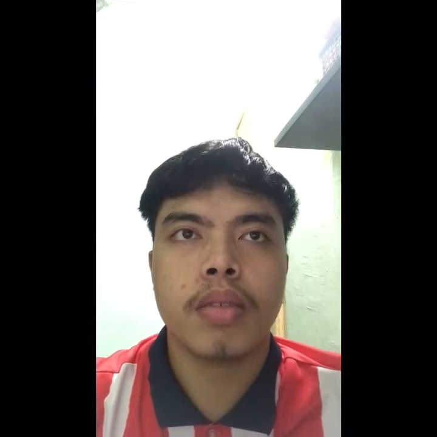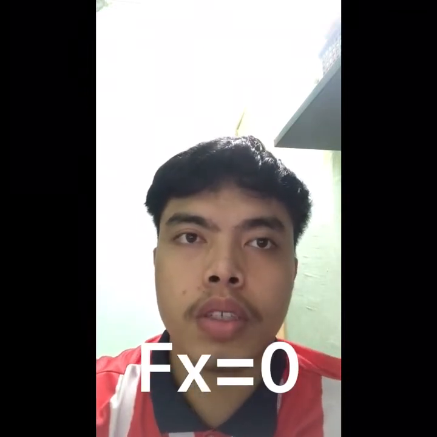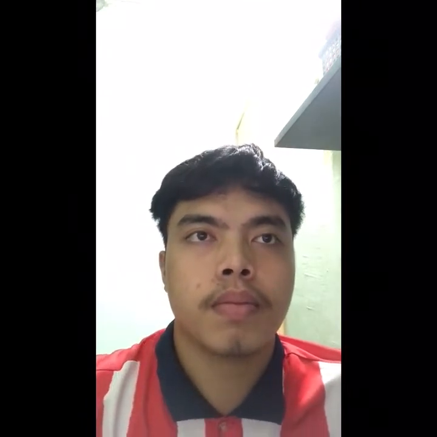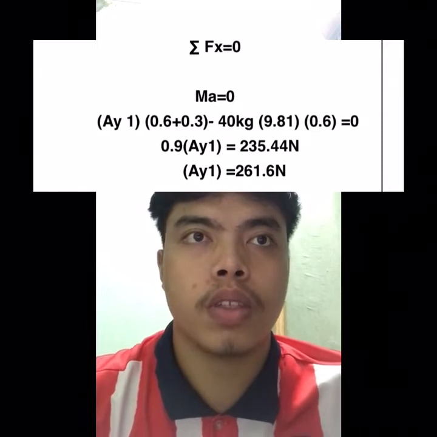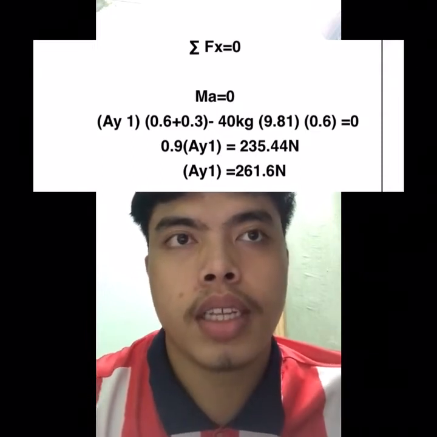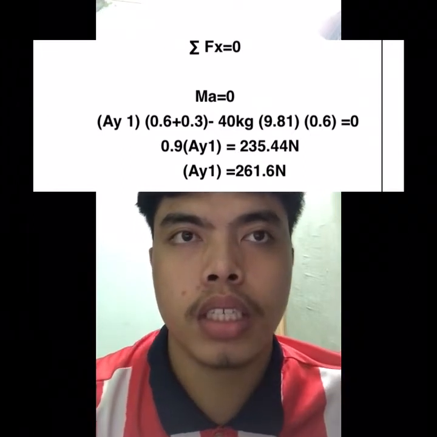For the rigid body equilibrium, we do the summation of forces equals 0. AY1 is for the front tire, AY2 for the rear tire. BX is the force the man needs to push the trolley forward. Summation of Fa equals 0. Moment at A equals 0, so we apply the calculations.